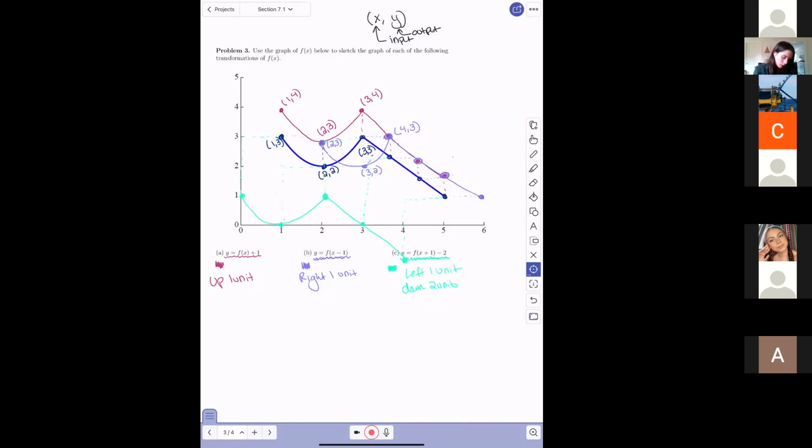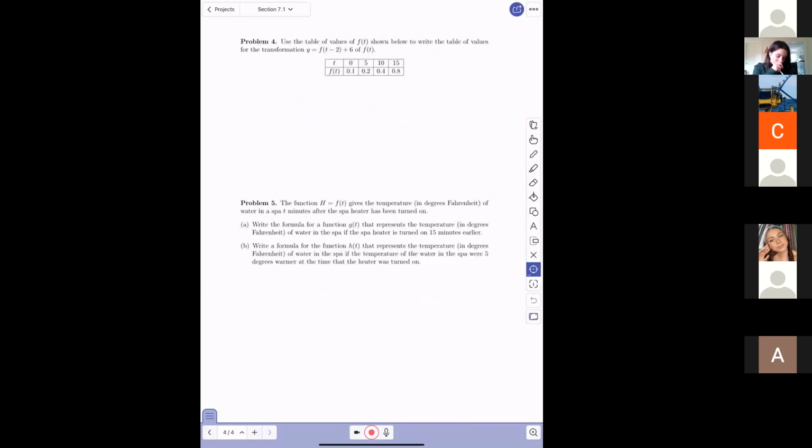Okay, moving on to the last page then. Problem 4, now we're going to use the table of values, f of t shown below, to write the table of values for the transformation y equals f of t minus 2 plus 6 of f of t. So we have t and f of t. If you're writing on loose leaf paper, you don't have to write the original table out. I just need the table for your answer.